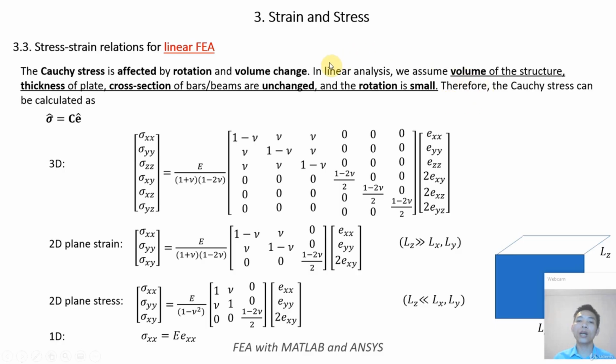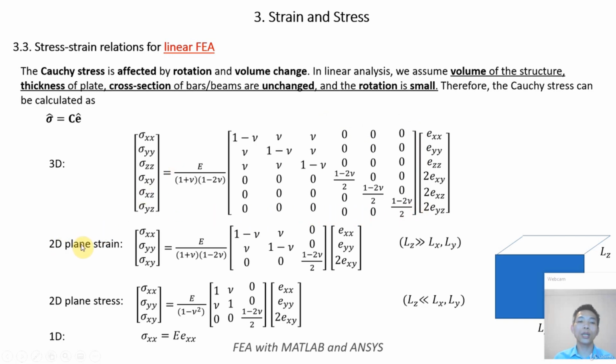So, if we assume that relation, the Cauchy stress can be easily calculated by using linear strain from this formulation, where C here we call the elasticity matrix, or sometimes the stress strain matrix. In 3D form, that relation can be written fully here. So the C matrix here for 3D is that big matrix, right?